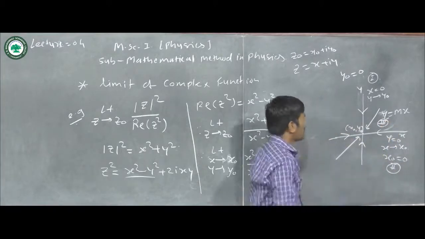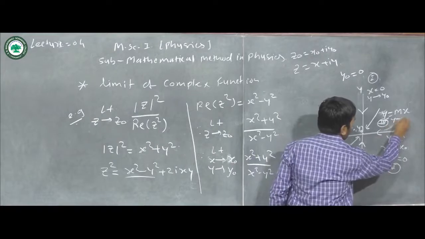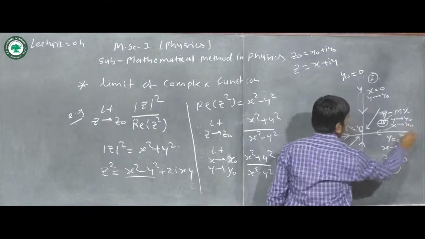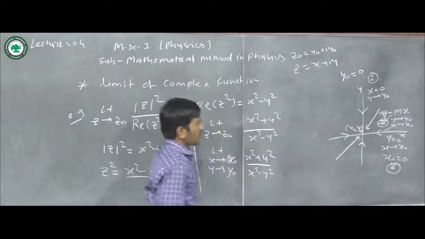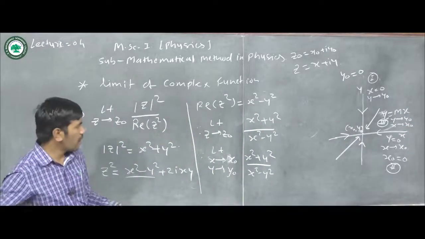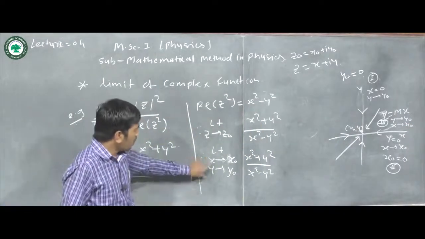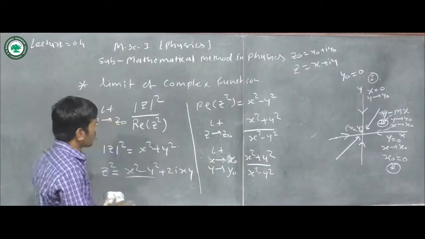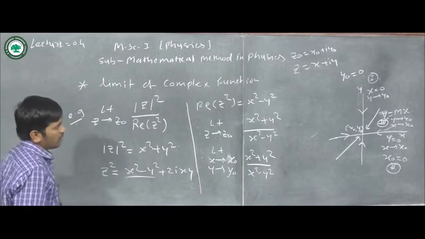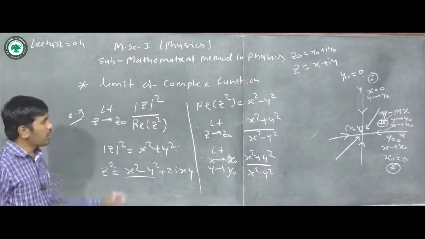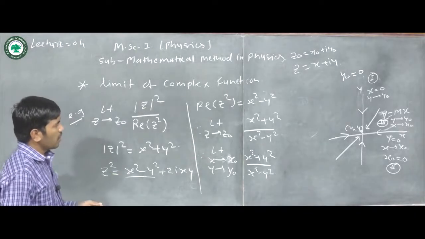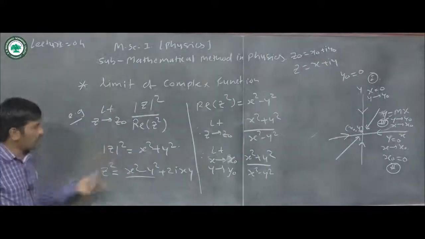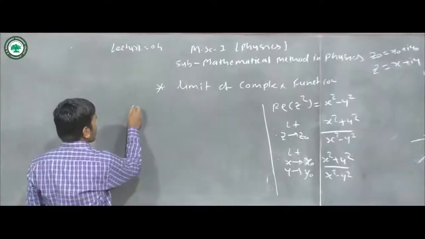Here, in this case, y approaches y naught and x approaches x naught simultaneously. So these are the three cases we consider in this equation, and we can get three results. If these three results are equal, then we can say the limit exists for this function.